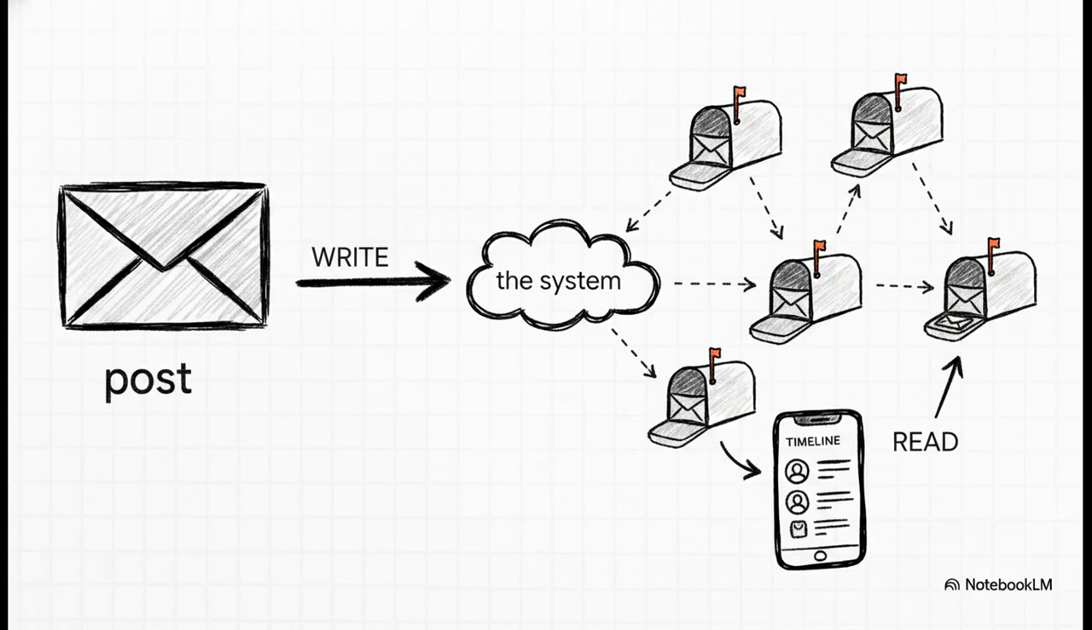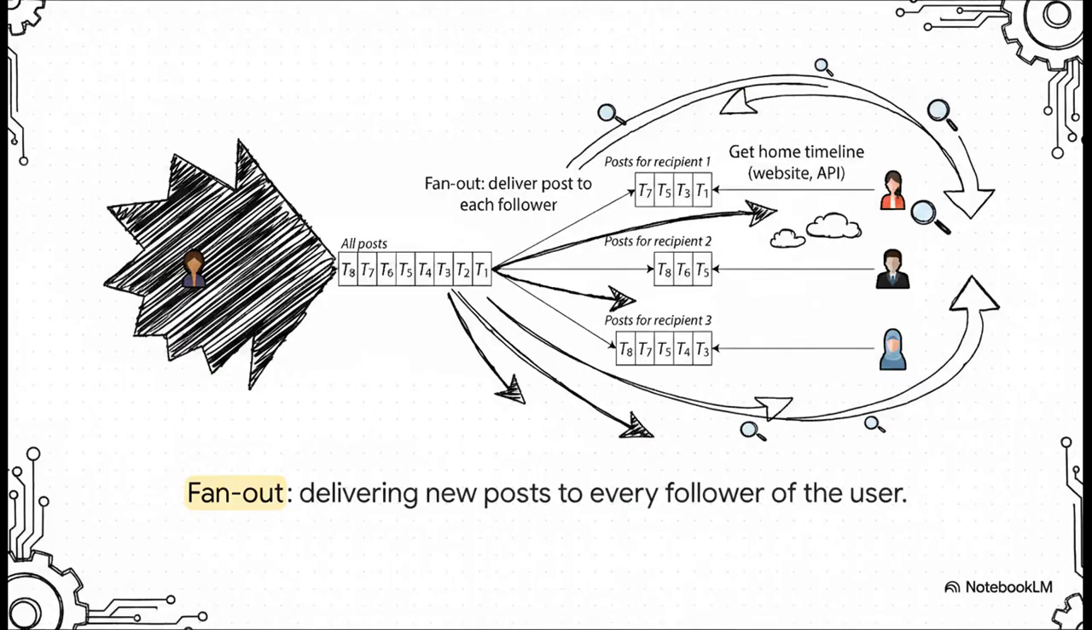When you open the app, the system doesn't do any of those crazy joins. Zero. It just looks at your mailbox and hands you the pre-computed list. It is incredibly fast. Let me show you what fan-out looks like in practice.